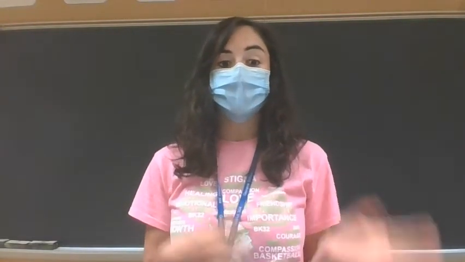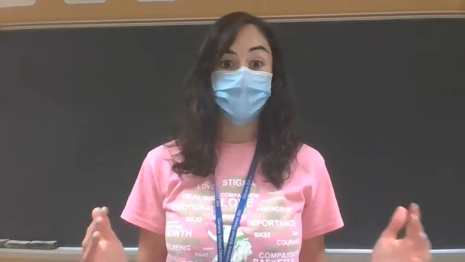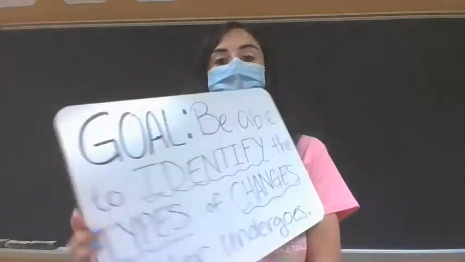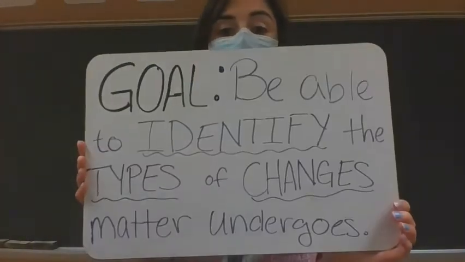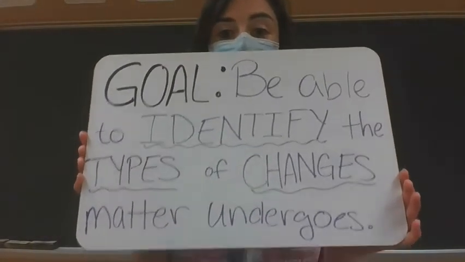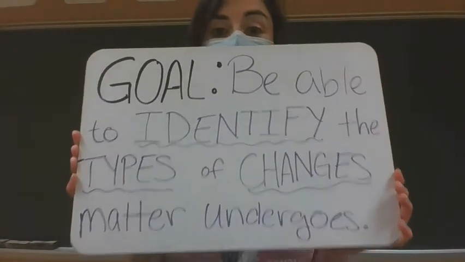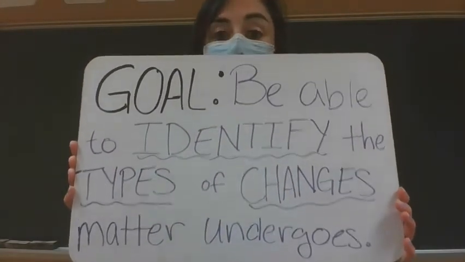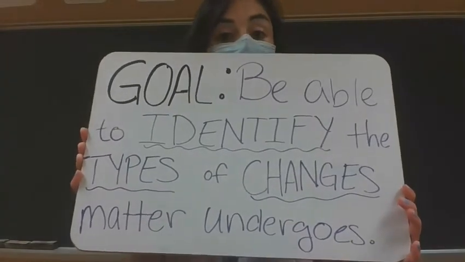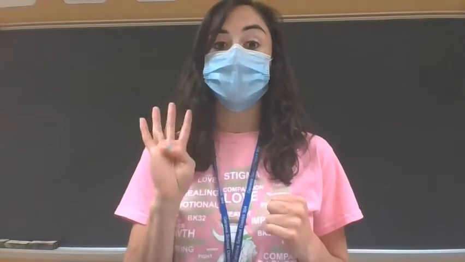Today we are going to continue with chapter 1 and expanding our understanding of matter. So our goal for today is to be able to identify the types of changes that matter undergoes. By the end of the day today, we should be able to identify the types of changes we have with matter. We began looking at this yesterday in our lab by conducting 4 different experiments.